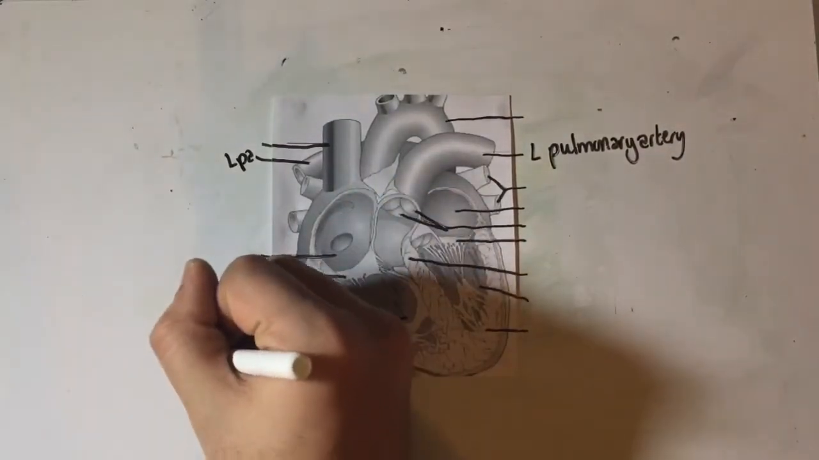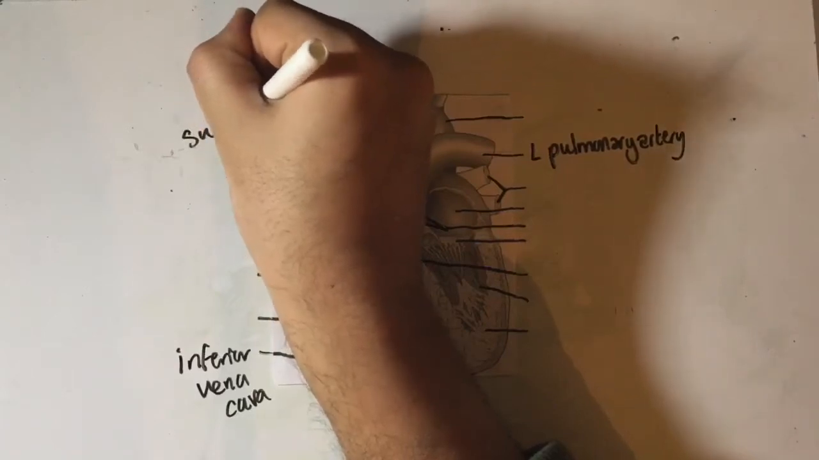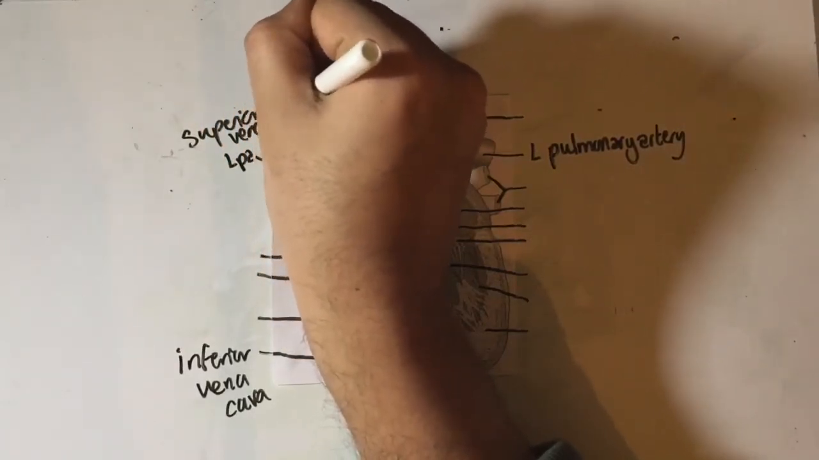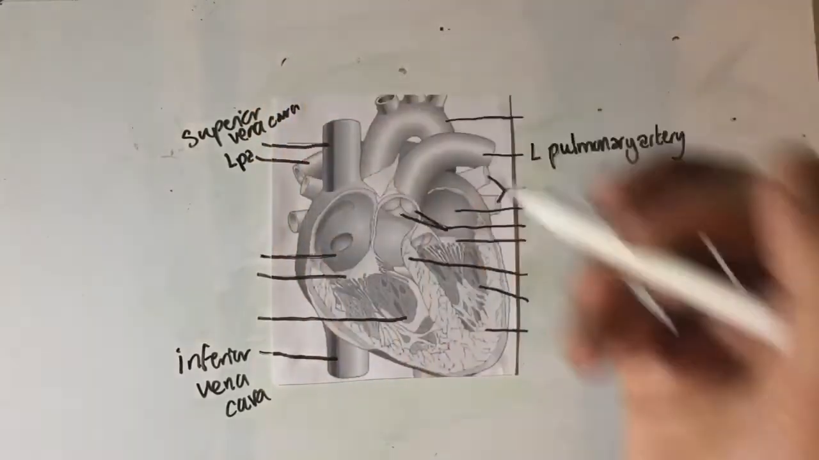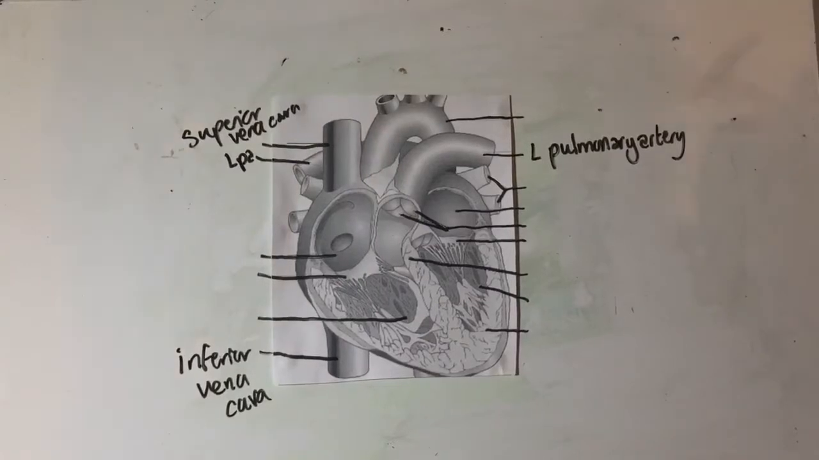The vena cava carries the blood on its final route into the heart. So you will have the inferior, the superior vena cava. Superior because it's at the top, inferior because it's at the bottom.